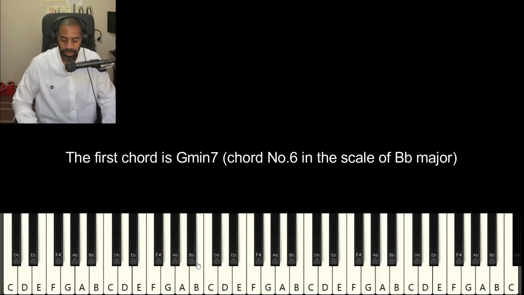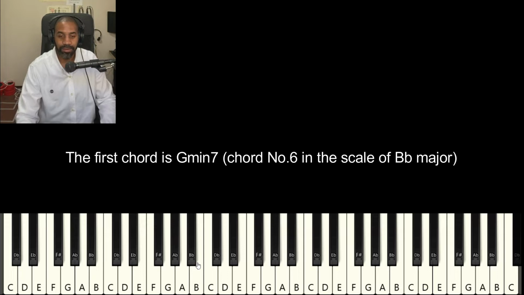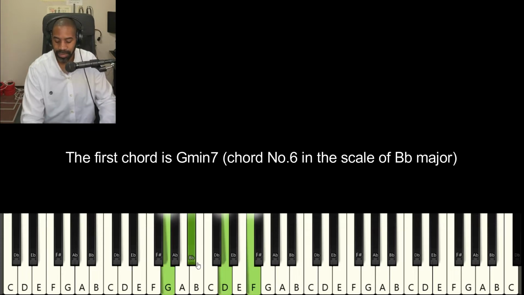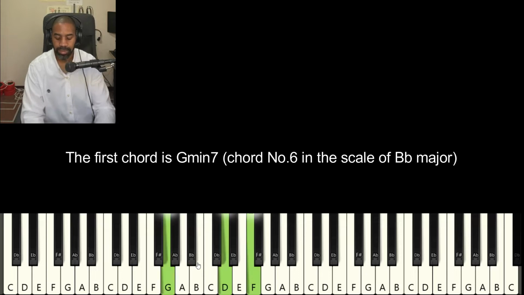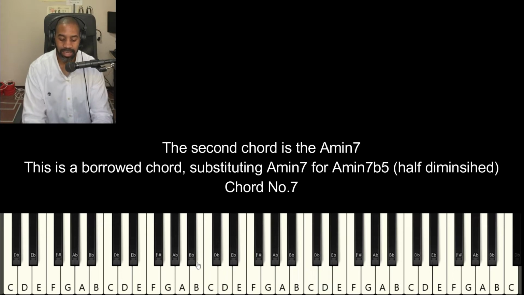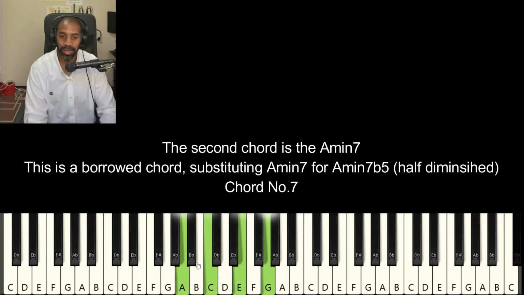So this chord progression is based on the key of B flat major. Okay, now the first chord is the G minor 7th, and that's the 6th chord in the scale of B flat major. So that's chord number 6 I'm playing. The next chord I'm playing is A minor.